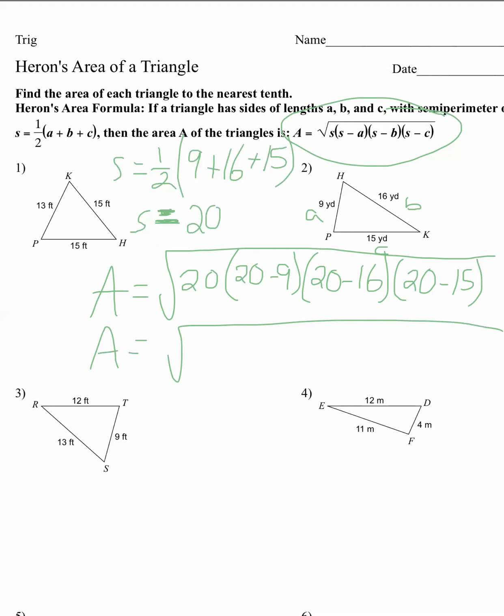So let's see, square root of 20 times, that would be 11 times 4 times 5. And I get 66.3. Isn't this neat? Oh my gosh. Love this. And we're in yards. Yards squared.